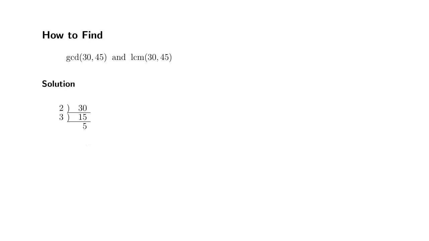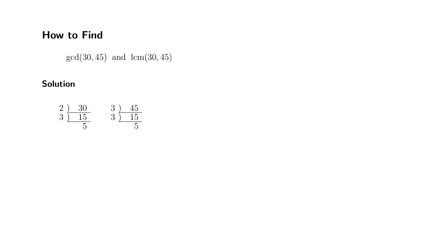And then we do basically the same thing with 45. So start with 45, and 45 is not divisible by 2, so we divide by 3, and we get 15. 15 divided by 3 gives you 5, then it stops, right?